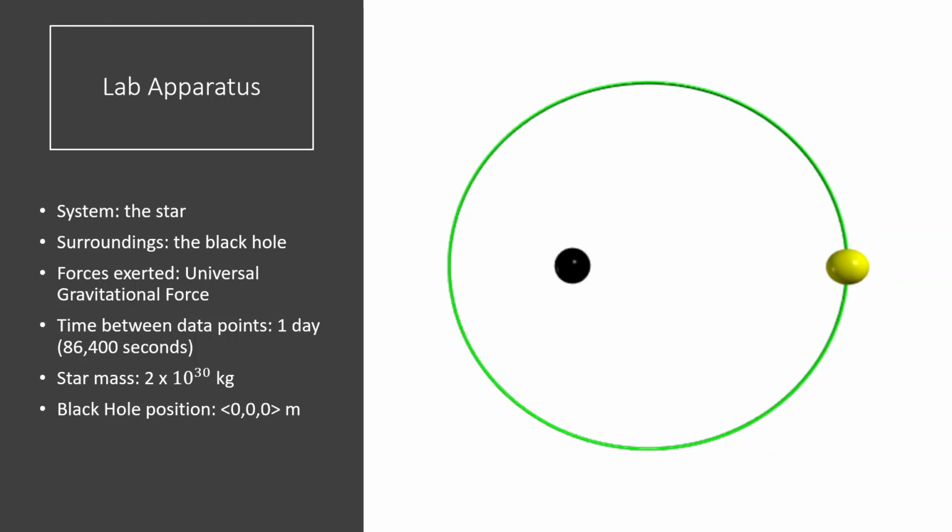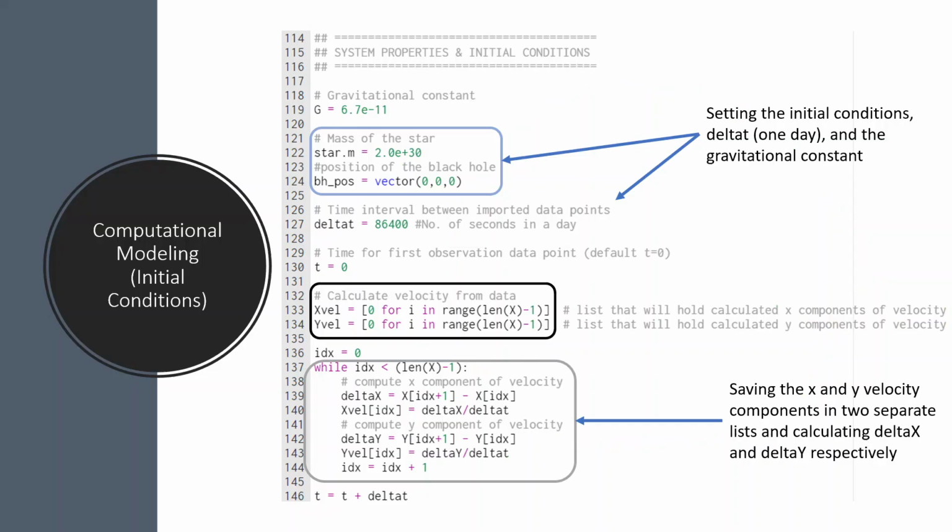Here we can see the heart of the lab. To the right, we can see the star in yellow, the black hole in black, and the star's elliptical orbit in green. The system is the star, and the surroundings is the black hole and the universe. And the only force acting on the star is the gravitational force acting between the two objects. Also, the star's mass is 2 times 10 to the 30th kilograms. The black hole is located at the origin, and we are measuring our data in time intervals of 1 day.